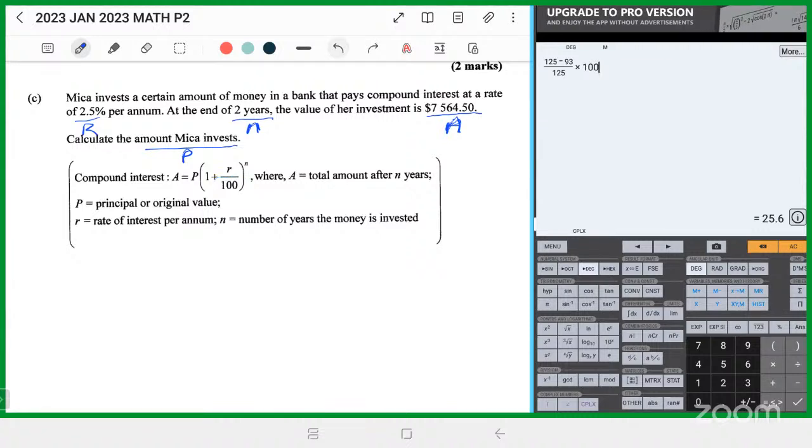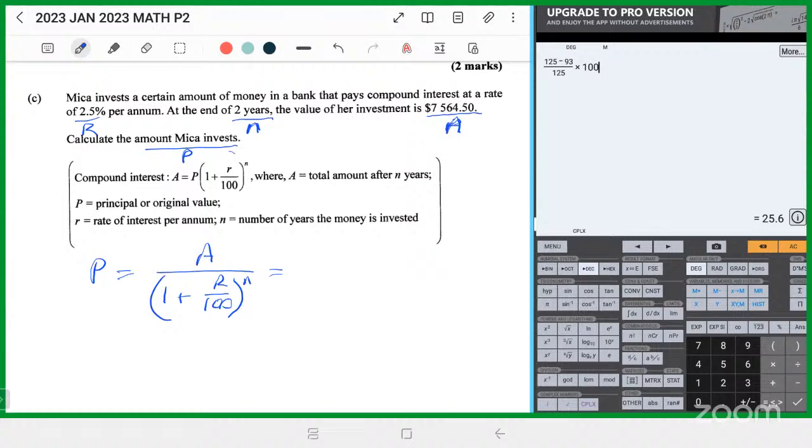All right. So in this question, I want to make P the subject. To make P the subject, we can take all of this expression and divide it under the A. So the P that we want is going to be equal to the A divided by all of this expression, which is 1 plus R over 100 raised to the power N. And put the values in that, I'll get the answer.